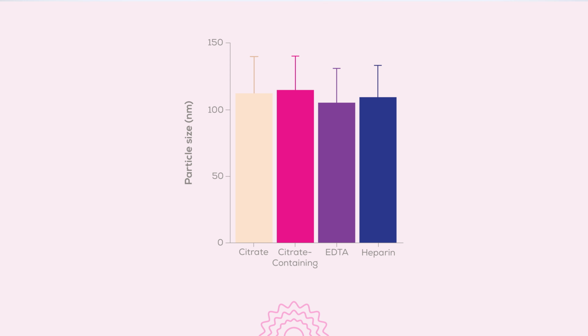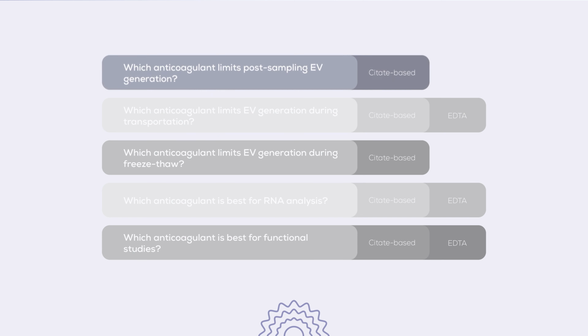Then what is? One of the biggest considerations for plasma EV studies is ensuring that the EVs you end up isolating match those in the circulation before you took your sample. For this, citrate-based anticoagulants come out on top. Both heparin and EDTA result in the generation of additional EVs from cells such as myeloid cells and platelets, as compared to citrate-based anticoagulants, which may skew the results of both functional and biomarker studies.